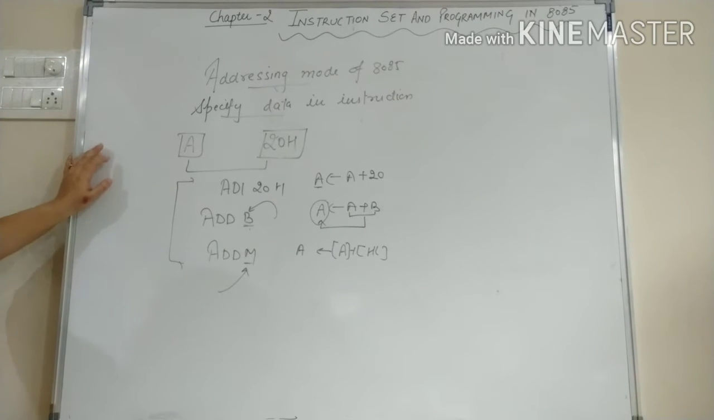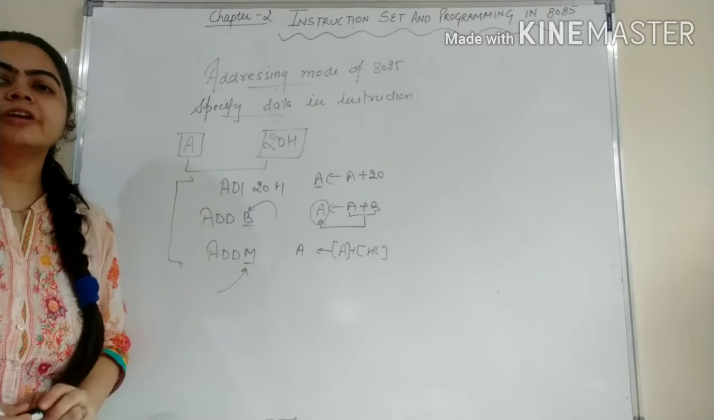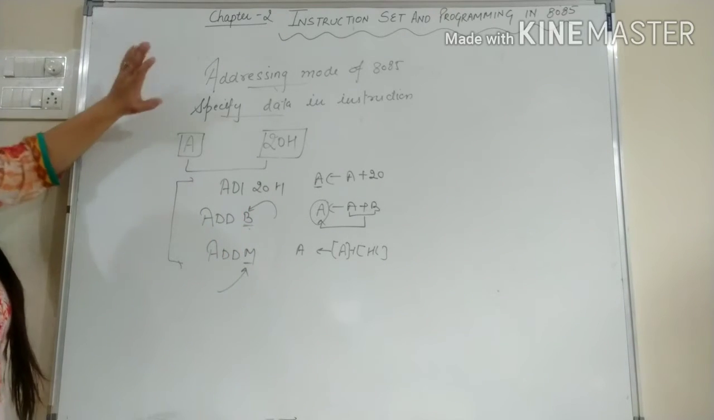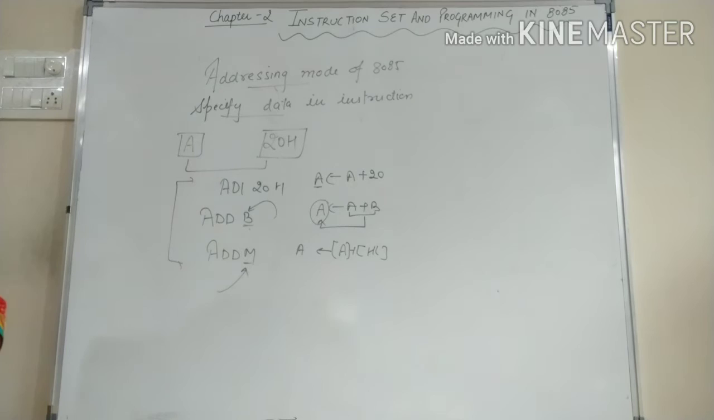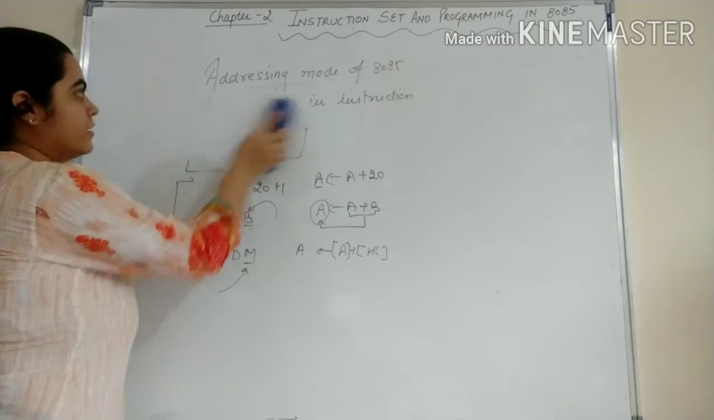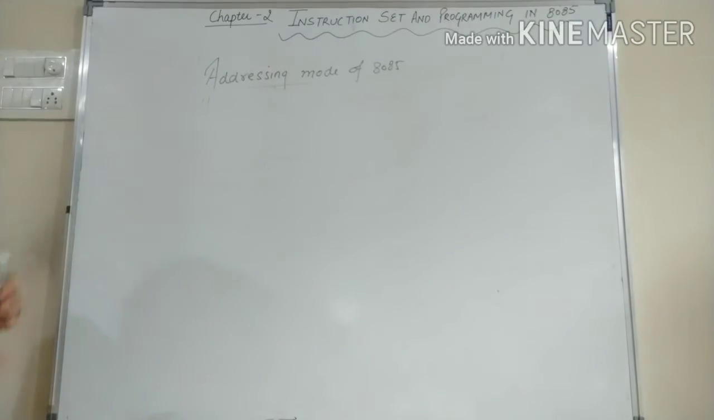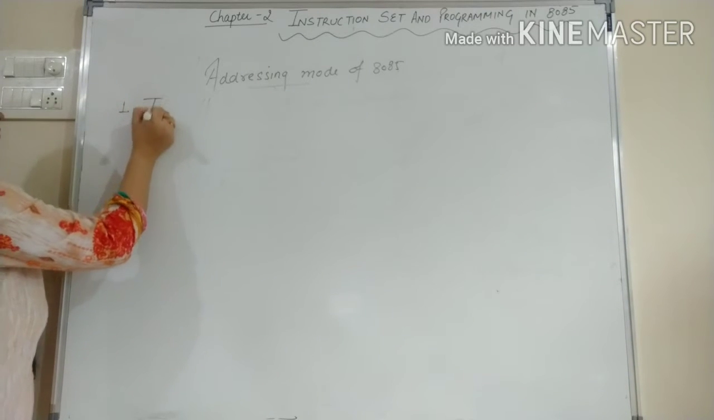Okay, so we can specify the data in the instructions in different ways. According to that we have 5 different types of addressing modes in 8085. So the first type of addressing mode of 8085 is the immediate addressing mode.